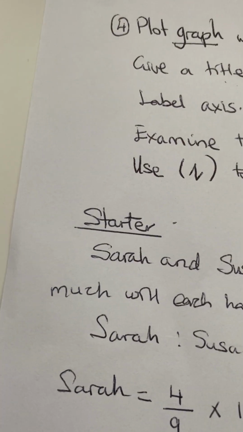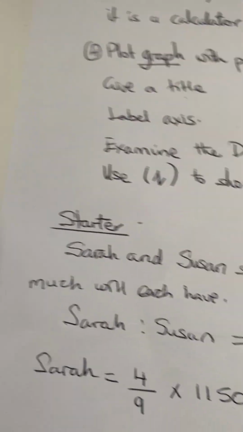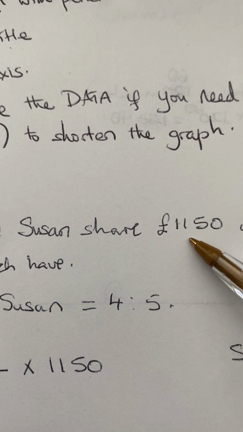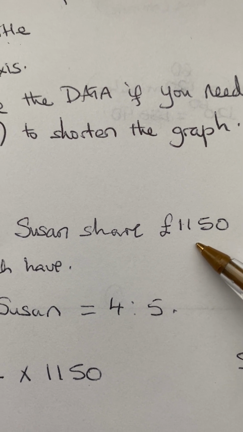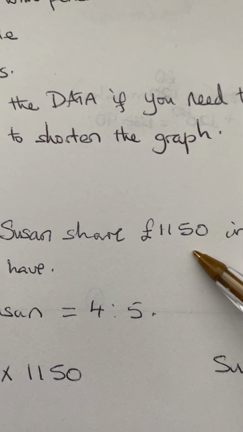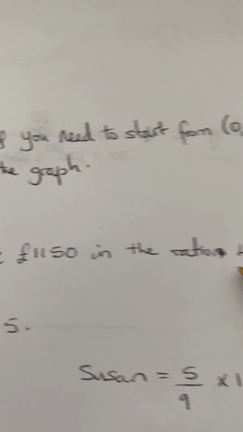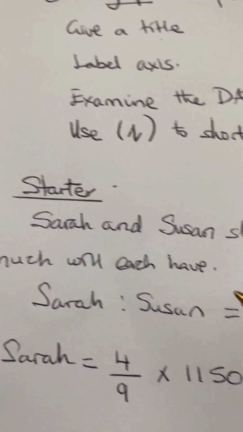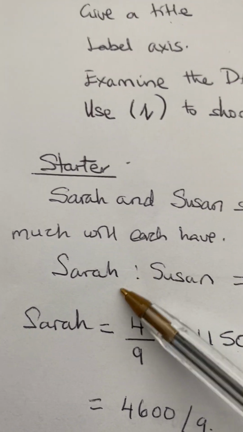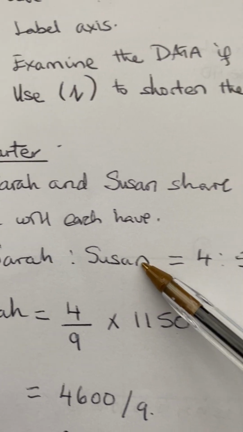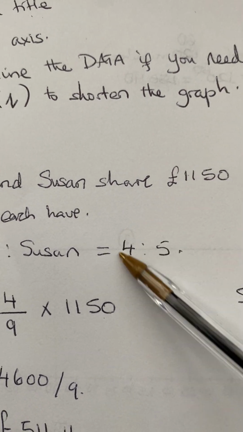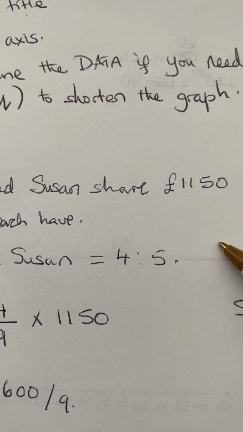Now, the starter I have for you today is: Sarah and Susan share £1,150 in the ratio 4:5. How much will each of them have? Okay, that is the question. So we have Sarah and Susan in the ratio 4:5. So the total ratio of sharing will be 9.